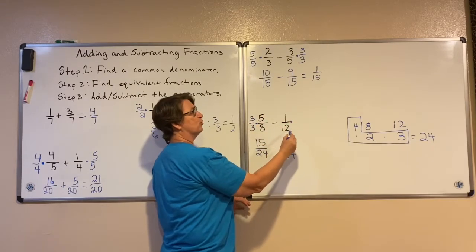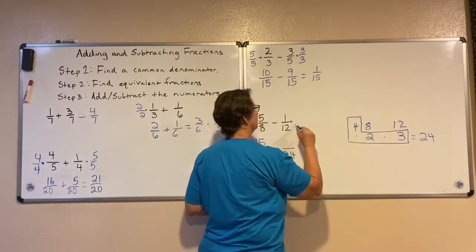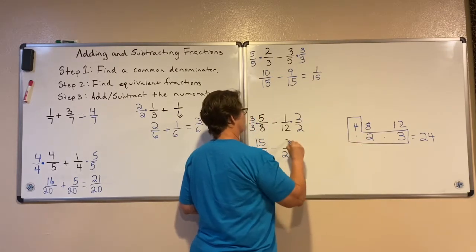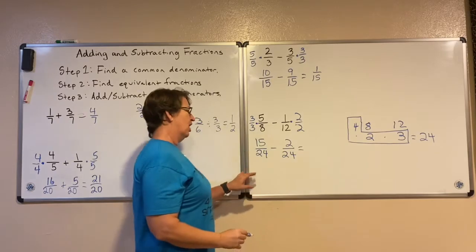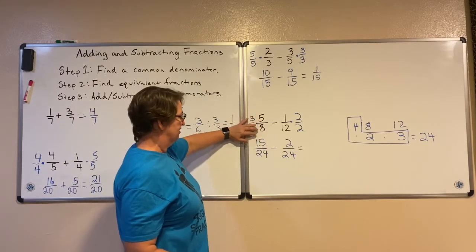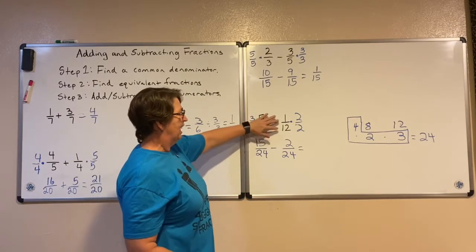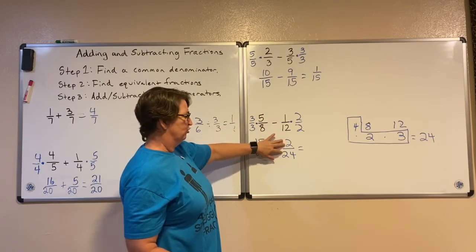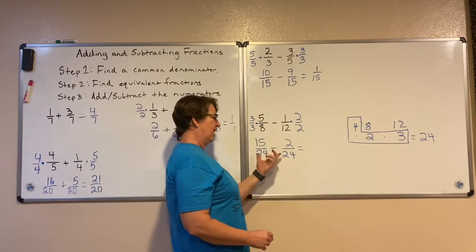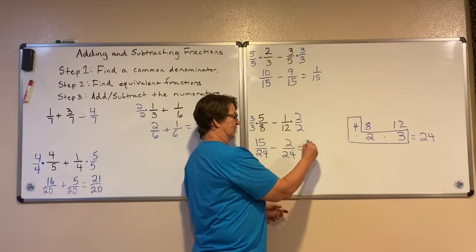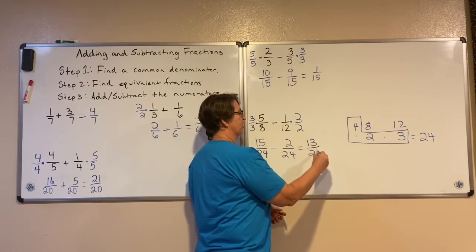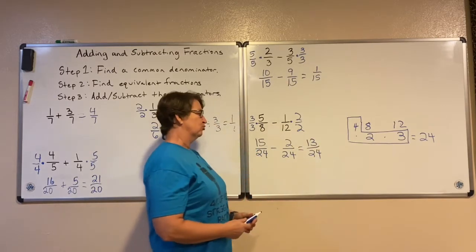I multiplied the 12 by the 2. So 2. Once I have that common denominator, 5/8 is the same as 15/24. And 1/12 is the same as 2/24. Once I have the common denominator, I just simply subtract in the numerator position so that it's 13/24.